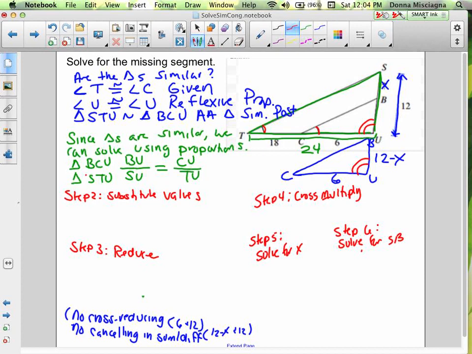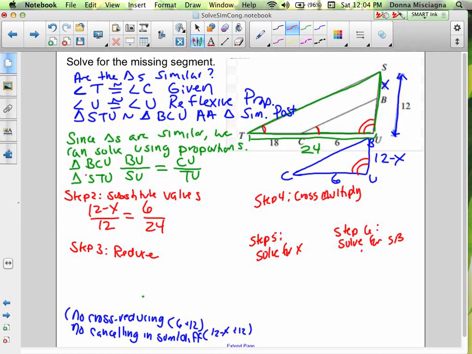BU is 12 minus X. SU is 12. CU is 6, and TU is 24. Right? You are allowed to reduce the 6 and the 24. You are allowed to reduce the 12 and the 24. You are not allowed to reduce the 12 and the 12.